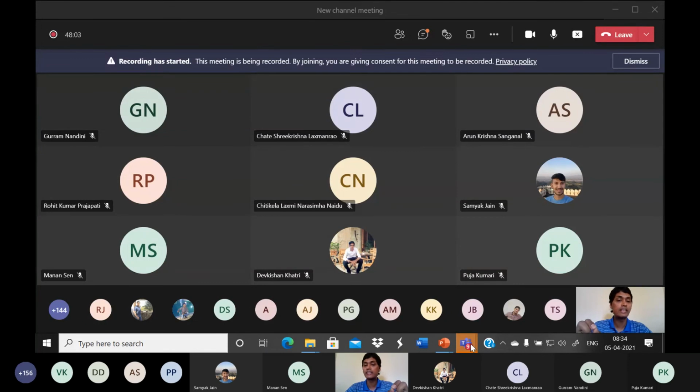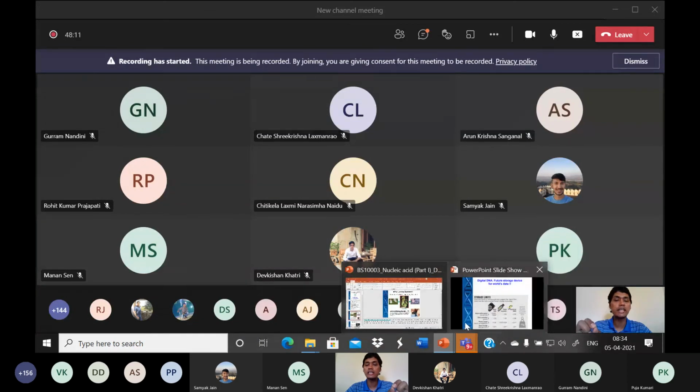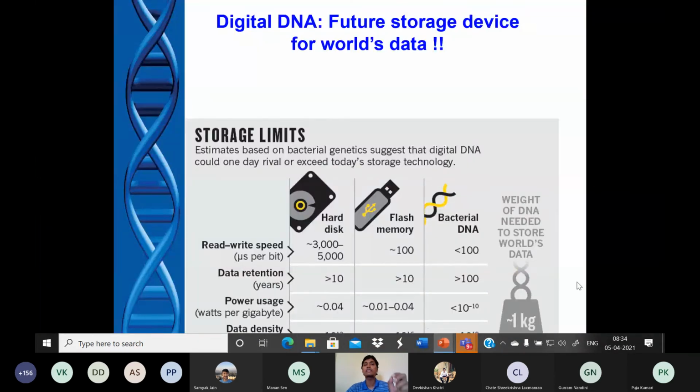So what happened in 2015 is that Microsoft started one project called digital DNA, the future storage device for the world's data, and some other companies and academic institutes are also trying this. So then what are the advantages and disadvantages of storing information in DNA?